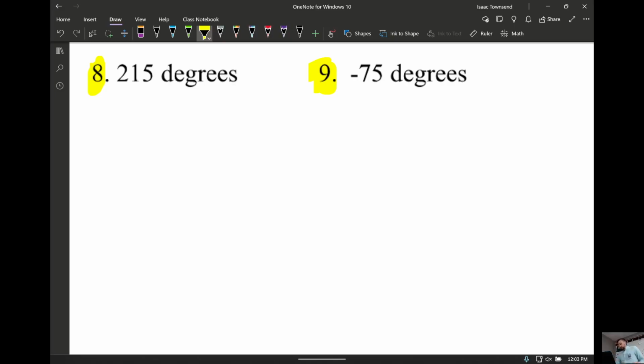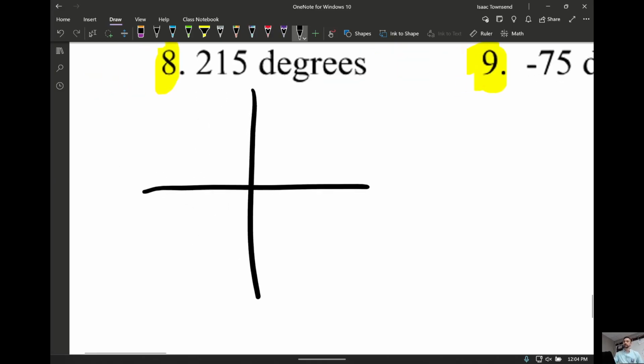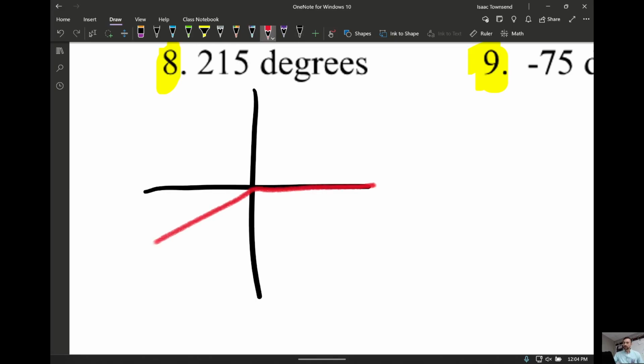Okay. How did you know what quadrant this was in? Or what quadrant is 215 degrees in? Okay, how did you know that? Okay, so if we know this is 180, it's a little bit more than 180, right? Well, how much more was it than 180? Because that's your reference angle.